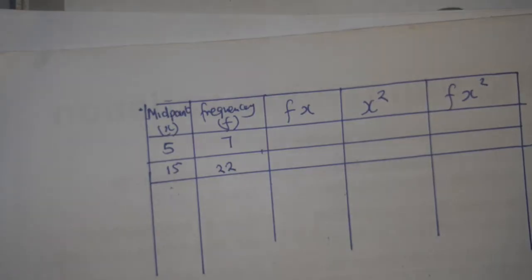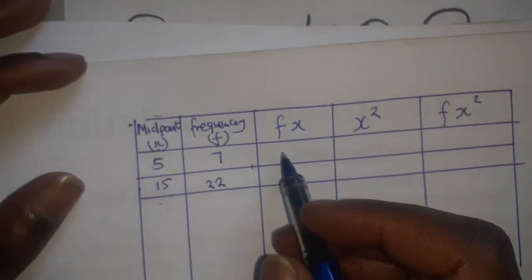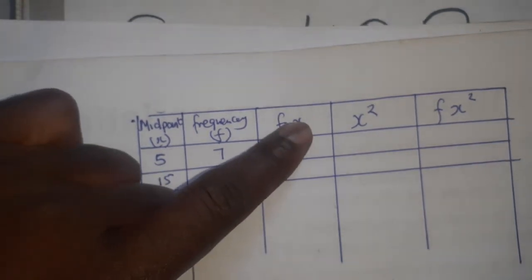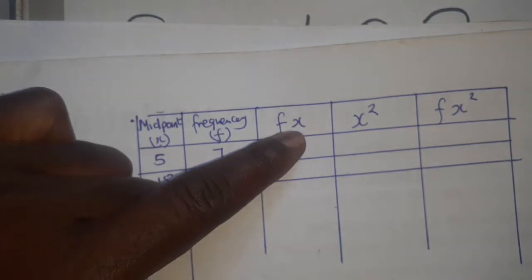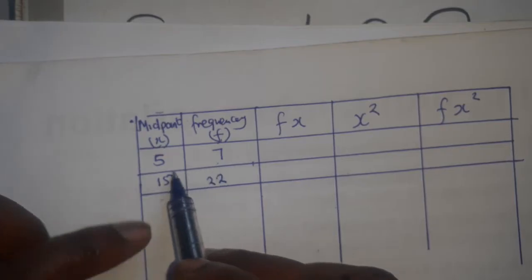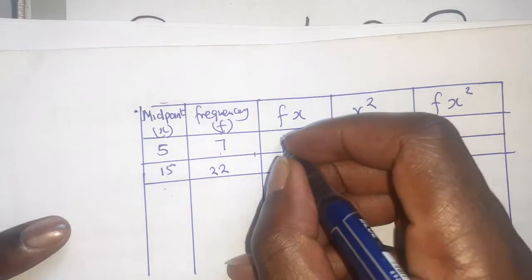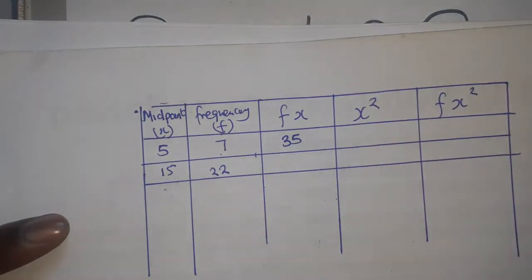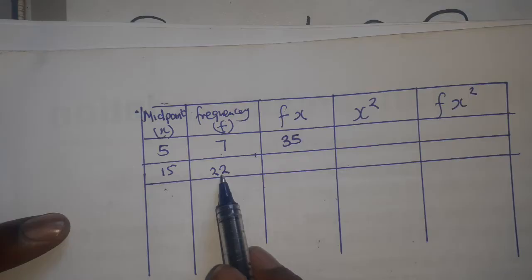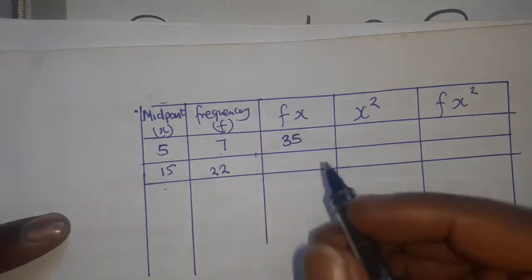All right. So let's first finish these two rows. The next column is f multiplied by x. We need to multiply our f, which is 7, by x, which is 5. When we multiply these two, we get 35. The same thing is what we are supposed to do here. What is our f for this row? It is 22. Our x is 15. Then when we multiply these two, we get 330.